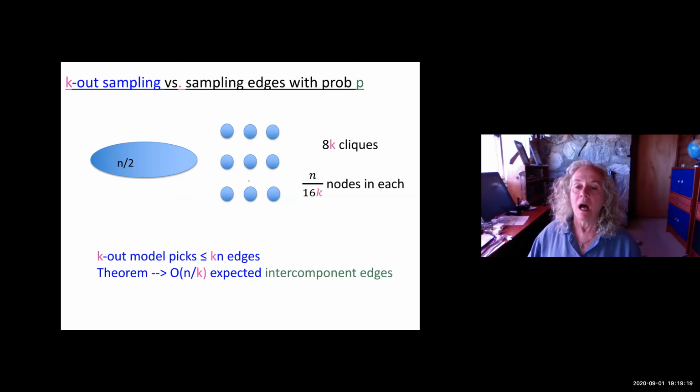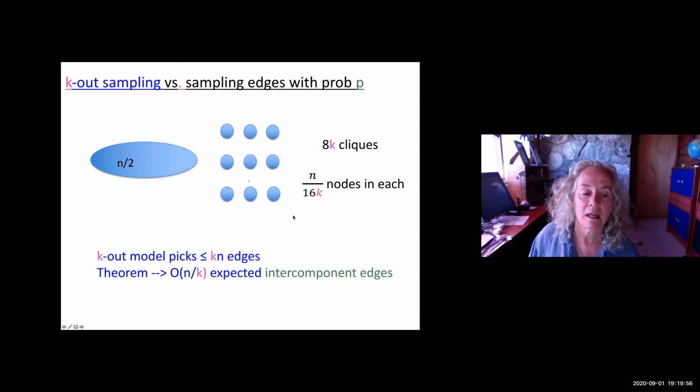Okay, now another model we associate with these kinds of graphs is the kind that someone like Karger uses, for example, where each edge is picked with probability p. So just in contrast, this gives us a very different kind of result. Here's an example of a graph where you have a clique of size n over 2, and you have 8k cliques where the other nodes are equally partitioned among those cliques. So there are n over 16k nodes in each clique.